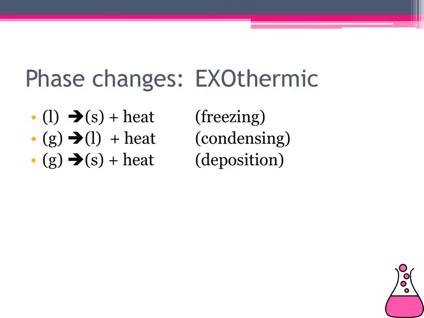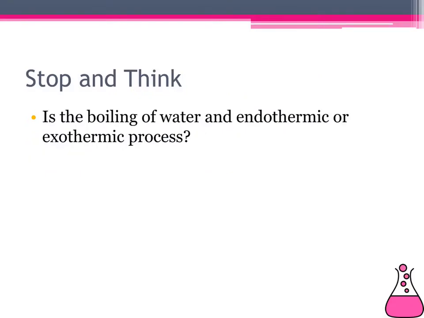Phase changes can also be exothermic, so anything in the opposite direction is going to be exothermic. So freezing is exothermic. I have to take heat energy away to freeze something. If you want to take liquid water and turn it into ice, you have to put it into the freezer, which means you have to take away heat energy, turn that temperature way down. Condensation is also exothermic. I have to take away heat energy to make that happen. And deposition is also exothermic.